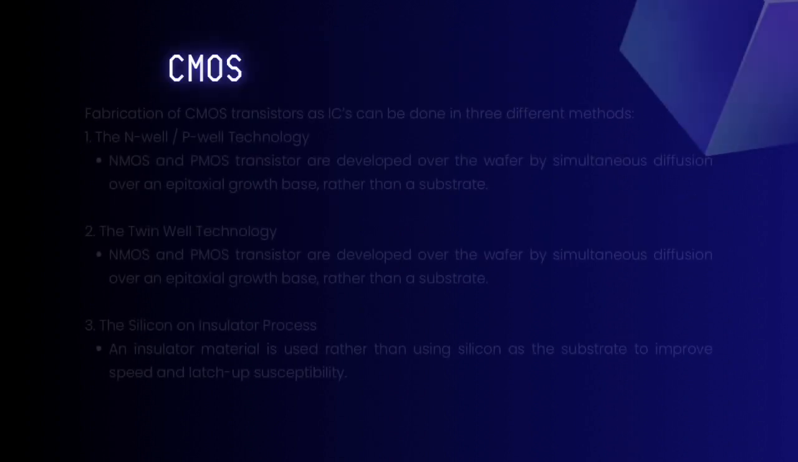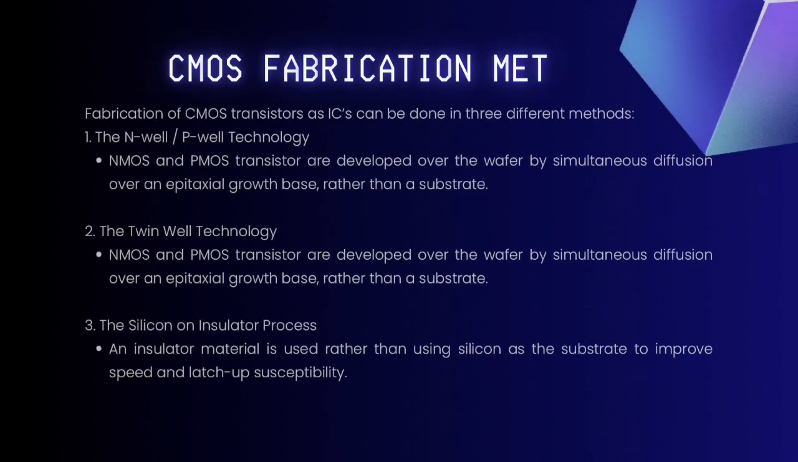CMOS fabrication methods. Fabrication of CMOS transistors as ICs can be done in three different methods. 1. The NWEL/PWEL technology. NMOS and PMOS transistor are developed over the wafer by simultaneous diffusion over an epitaxial growth base, rather than a substrate. 2. The twin-well technology. NMOS and PMOS transistor are developed over the wafer by simultaneous diffusion over an epitaxial growth base, rather than a substrate.